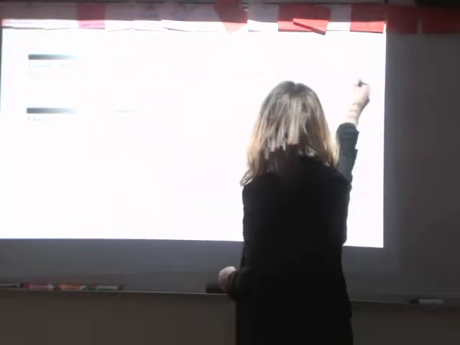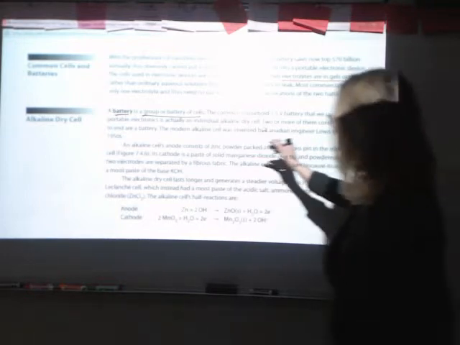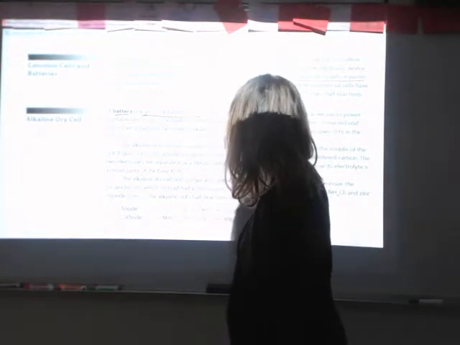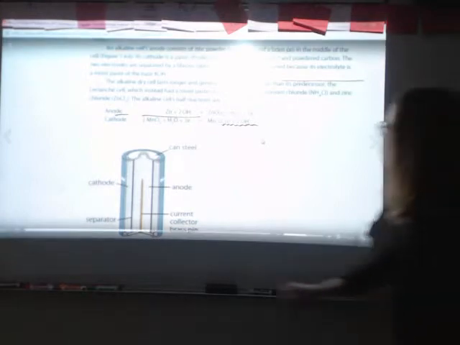All right, so cells that are used in electronic devices are called dry cells because the electrolytes are in gels or pastes. They're not in a solution. If they were, they would probably leak. A battery is a group or battery of cells. The common 1.5 volt battery that's used to power portable electronics is actually an alkaline dry cell.